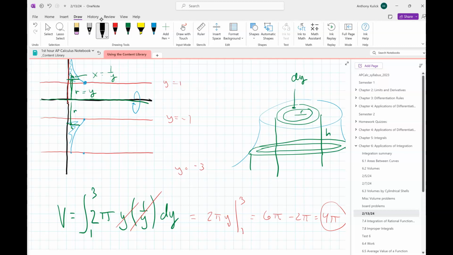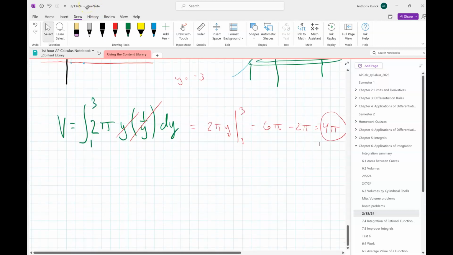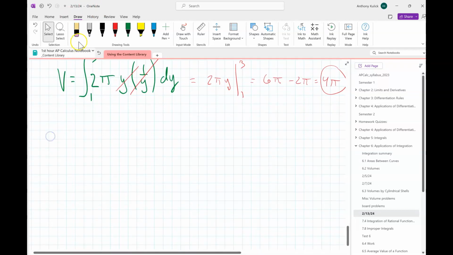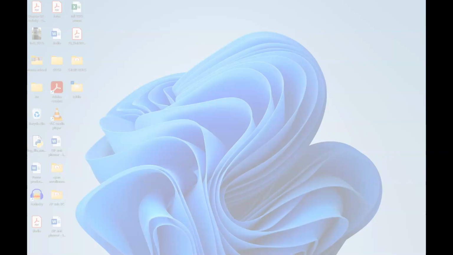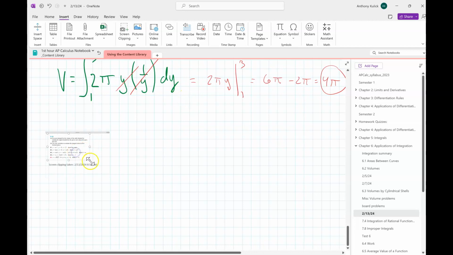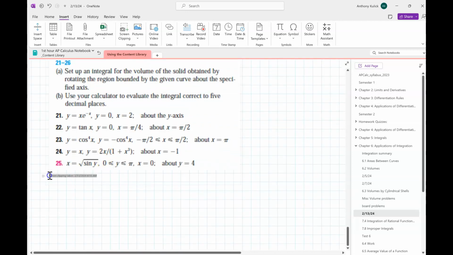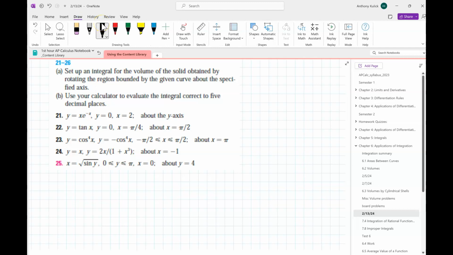Katie? Number 23. Same section? Okay. All right. Oh my goodness. Sorry. So y equals cosine to the fourth x, and y equals negative cosine to the fourth x, between negative pi over 2 and positive pi over 2. Sweet. All right, we can do this still.